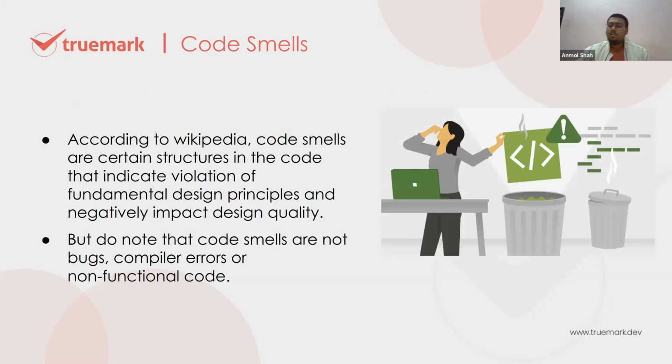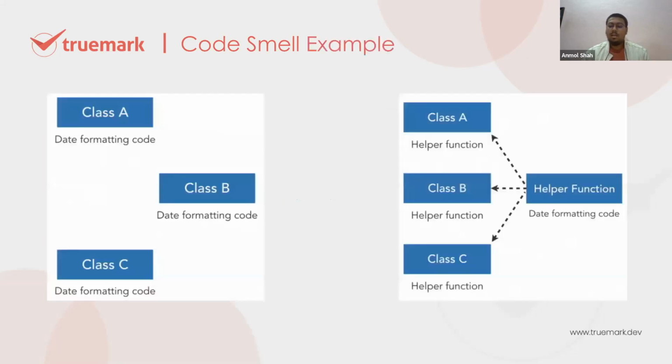Moving on, code smell. Does our code actually smell, and how do we know if it smells? According to Wikipedia, code smells are certain structures in the code that indicate the violation of fundamental design principles, which negatively impacts our design quality. But do note that code smells do not mean bugs or compile errors or non-functional code. It's only a surface indication that the classes have been designed poorly, which is the case here.